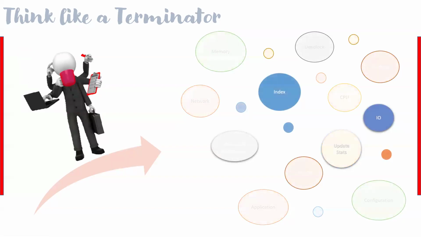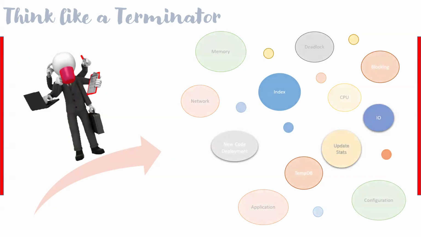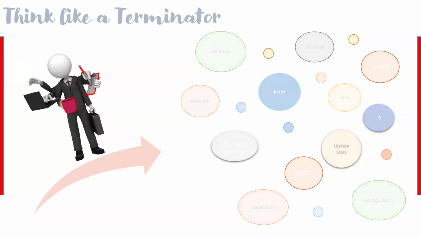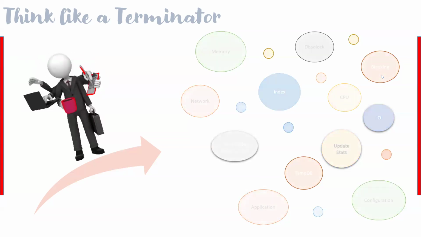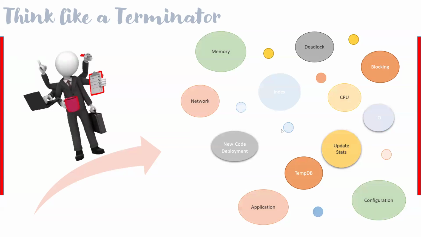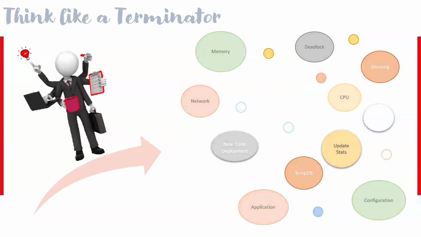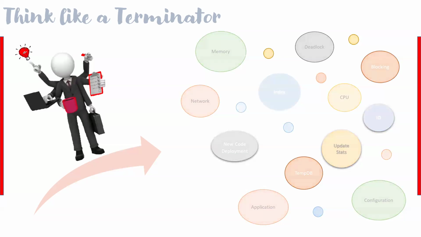The experienced people who joined here to learn some performance tuning will get different issues, maybe related to memory, network, new code deployment, application, TempDB, update statistics, configurations, IO, CPU, indexes, deadlocks, blocking, all this stuff. Basically, we'll think like a scientist, or like a terminator. We are missing our underlying hierarchies.